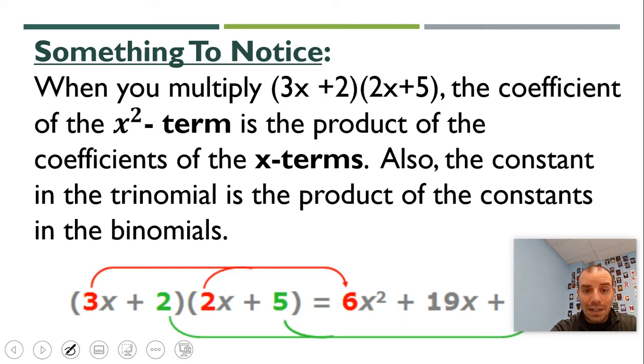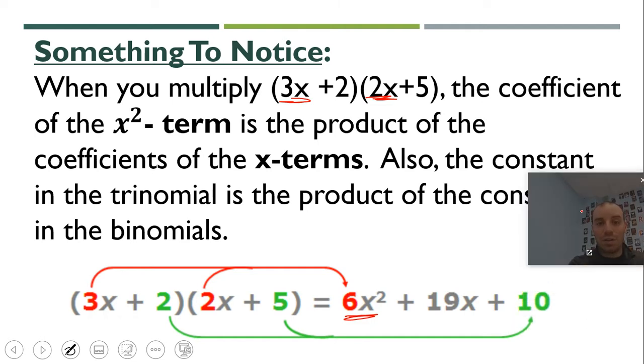Now, when you multiply 3x plus 2 times 2x plus 5, the coefficient of the x squared term is the product of the coefficients of the x terms. If we see here, we have 3x and 2x. Notice that ends up being 6x squared, which is the coefficient in front of that x squared term. Also, the constant in the trinomial is the product of the constants of the binomials. So 2 and 5 gets me the 10 that's right here.